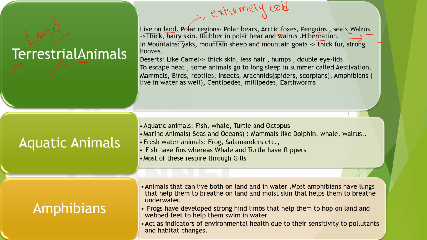Okay. Now in mountains, what adaptations can we see? We can see that they will have thick fur and strong hooves. Animals like yaks, mountain sheep and mountain goats will have thick fur to protect themselves from cold. See, mountains have cold climates. Though not extremely cold, they will be cold. And strong hooves. Why do they need strong hooves? It's not for cold, it's for the animals to walk through the slopes of the mountains. With these hooves they can happily walk on the mountains.